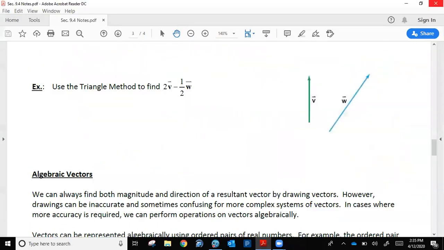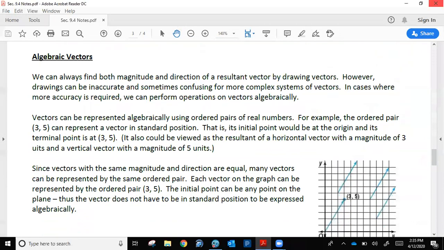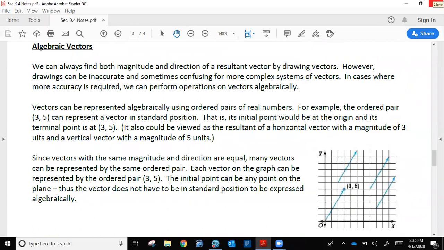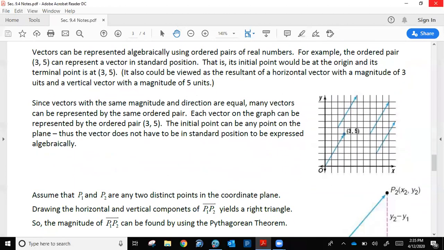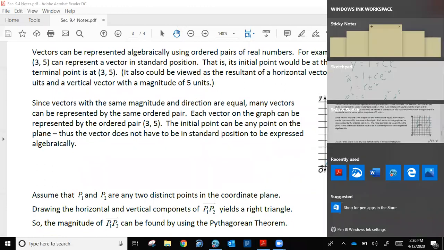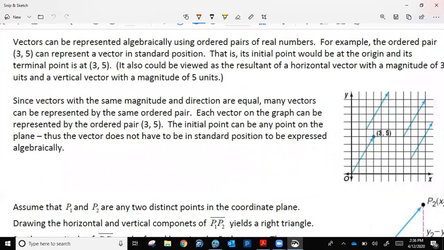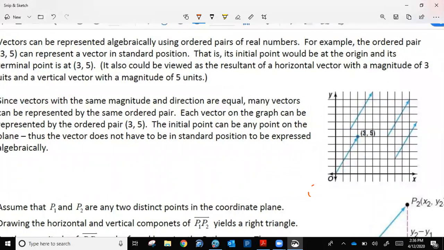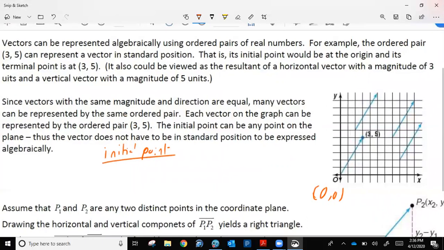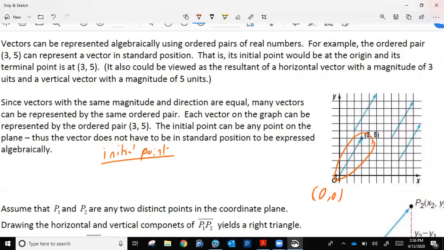All right, so that's a lot of geometric. Not going to run through this one. We tend to live in the more algebraic realm of vectors. So right here, we have several vectors laid out. Focusing on this one at the beginning. That vector starts at 0, 0 and stops at 3, 5. So I'm going to say over here, the initial point of this particular vector that I'm circling now is 0, 0.